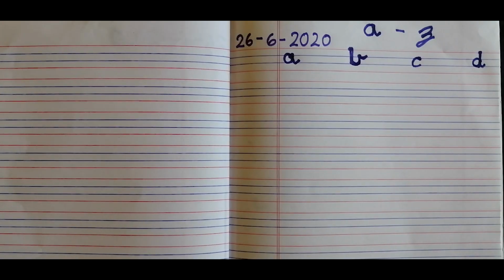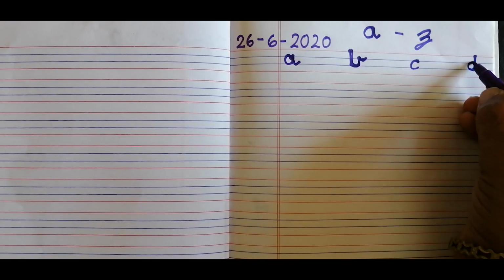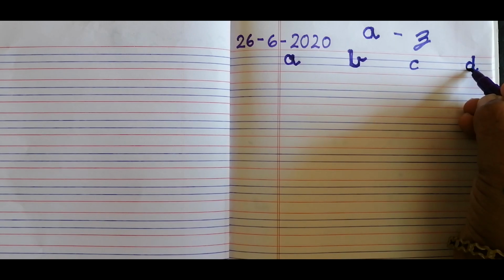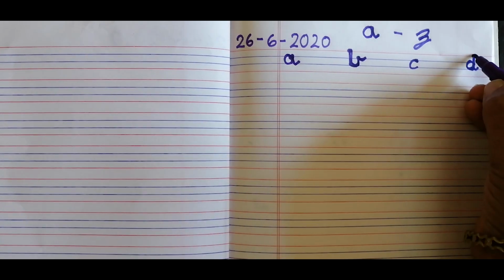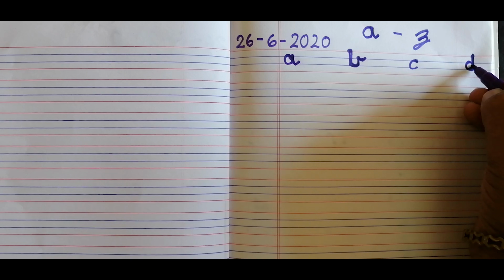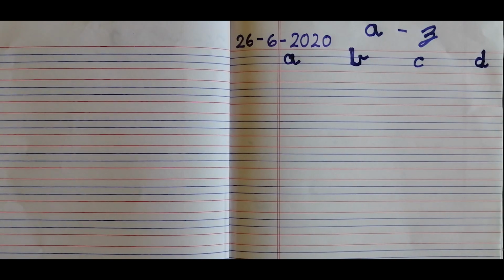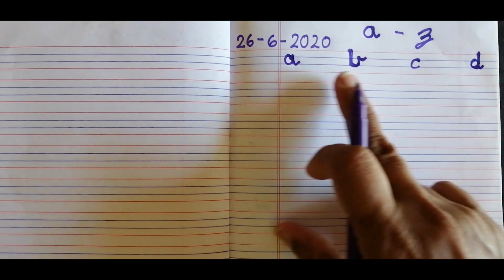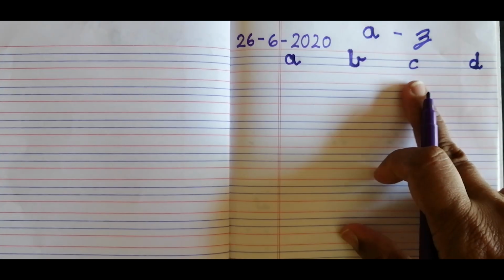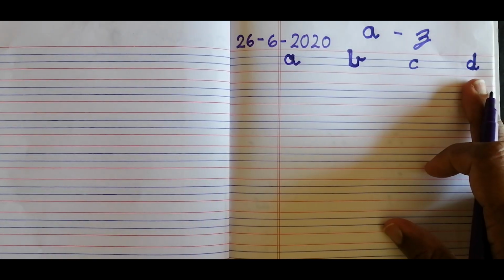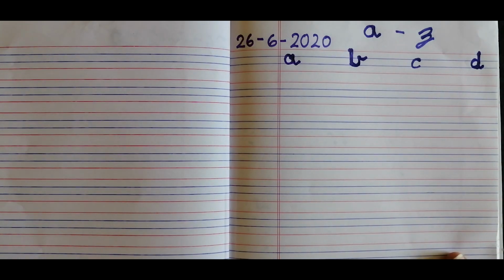Small d. You can do in another way. Draw a curly line to form C. Go up to the red line, draw a standing line and then take a turn. Small d. See how beautiful it looks. A, B, C, D.